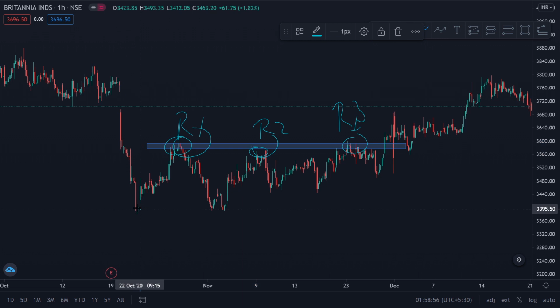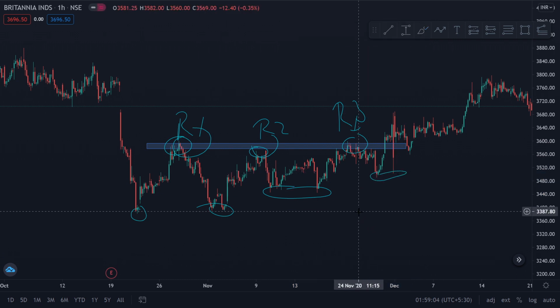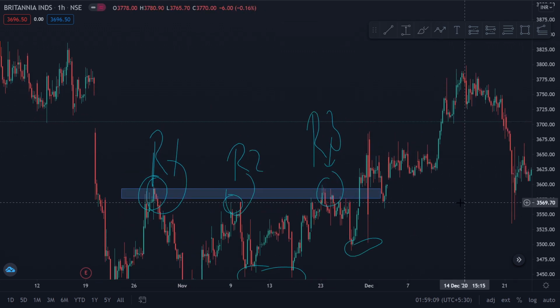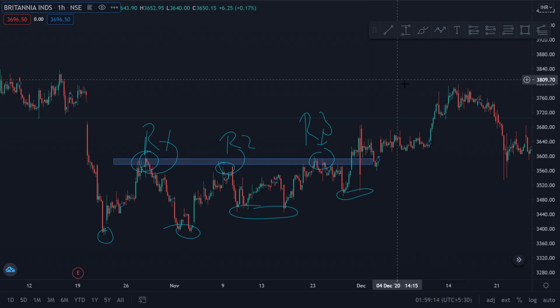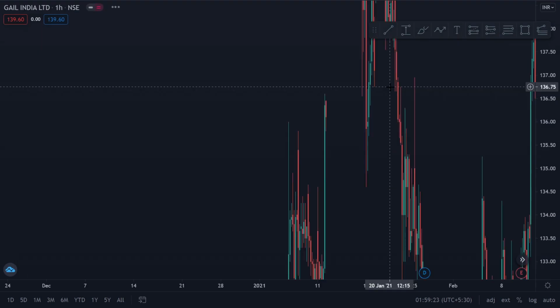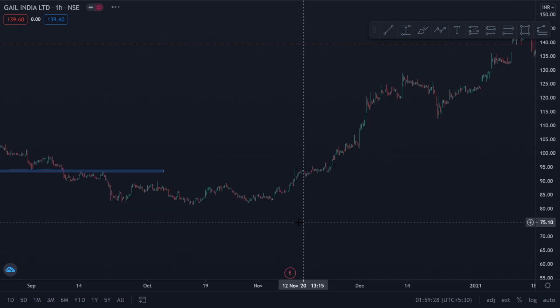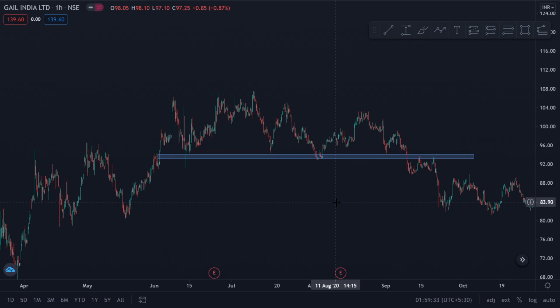Now again, same logic. If you observe the lows here, they're continuously rising in level. So this again indicates a weakening resistance, right? You can see as soon as this happened, price broke through on the higher side and went up till the next levels. So again, this is another example of a resistance being broken. Now if I come to GAIL, this is an example of a support being broken.